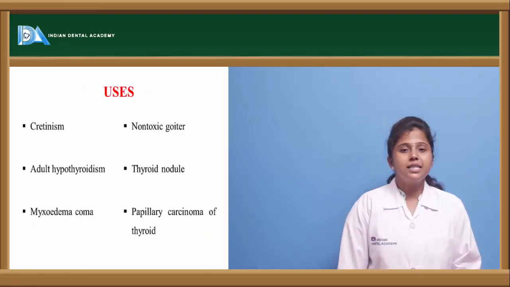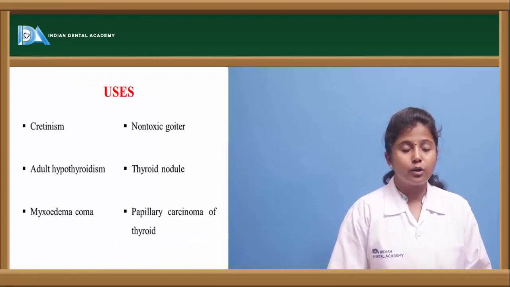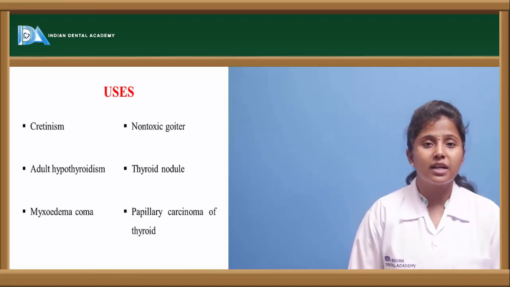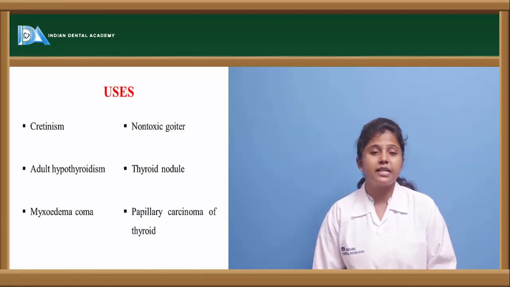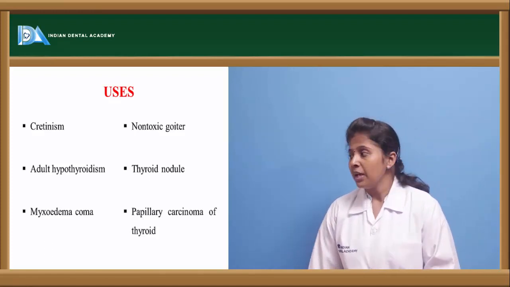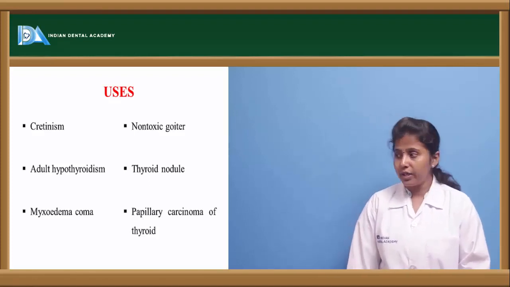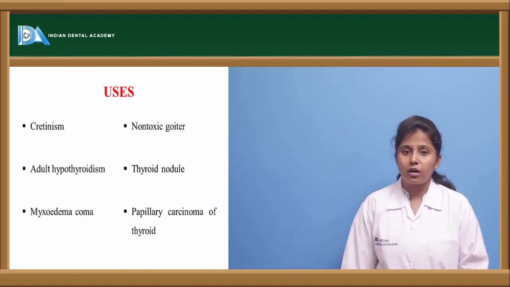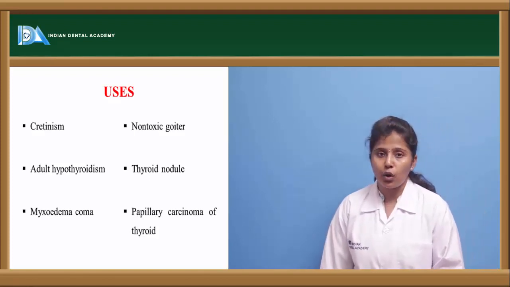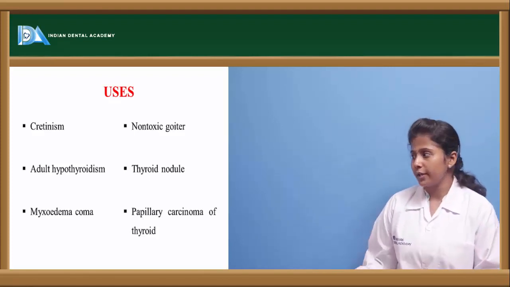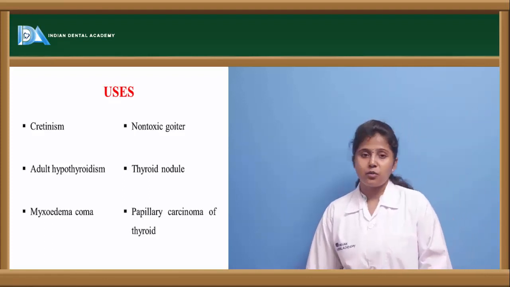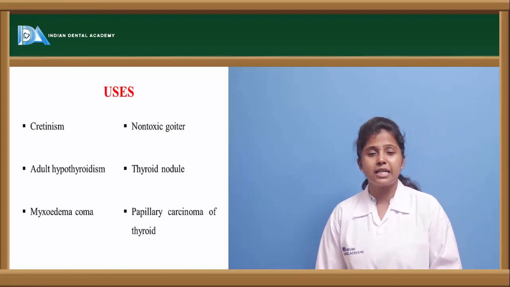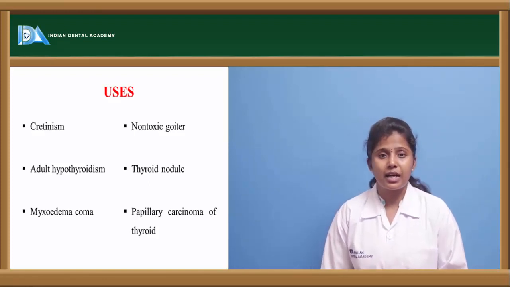Let us see the uses of these thyroid hormone supplements. They are used in cretinism, a condition where the physical and mental status of a person can be impaired, and in adult hypothyroidism, myxedema coma, non-toxic goiter, thyroid nodule, if there is any nodule formation in the thyroid gland, and papillary carcinoma of the thyroid, which is a cancer of the thyroid gland. In all these conditions, these thyroid supplements are given.